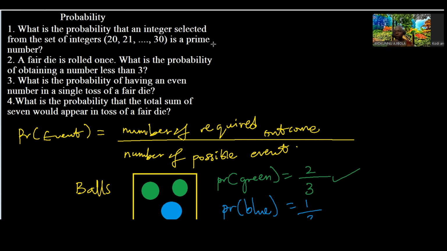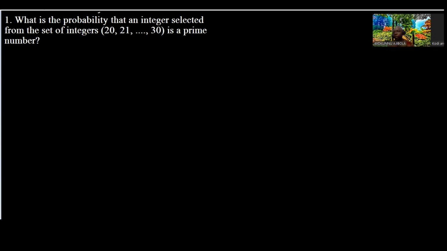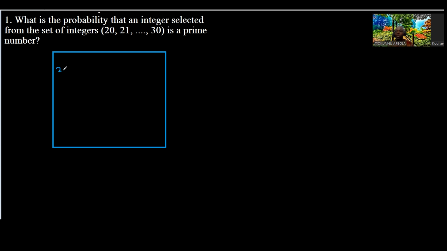See, this one says, what is the probability that an integer selected from the set of integers 20, 21 up to 30 is a prime number? So the main thing is that from 20 to 30, how many numbers are there? So let's say this is what we have, this is the bag. So 20, 21, 22, 23, 24, 25, 26, 27, 28, 29, and 30.